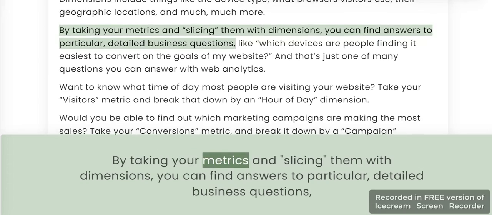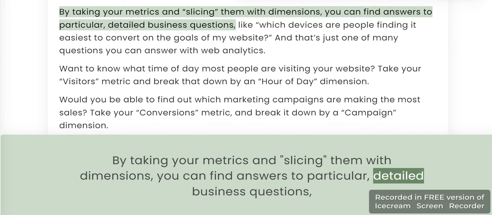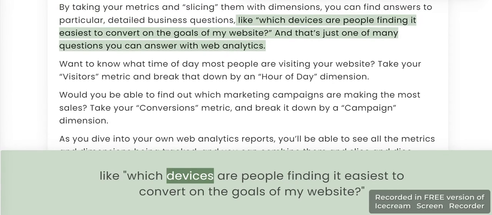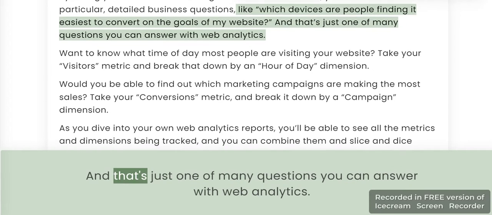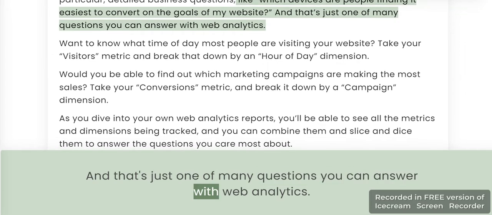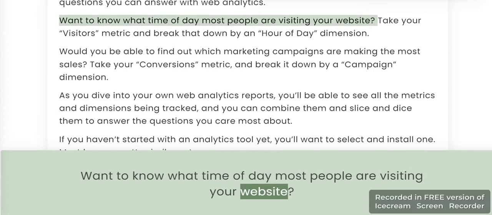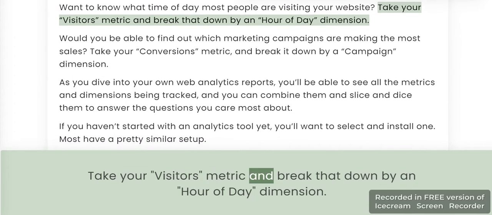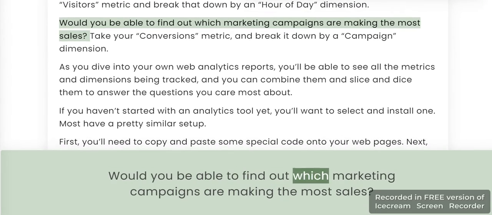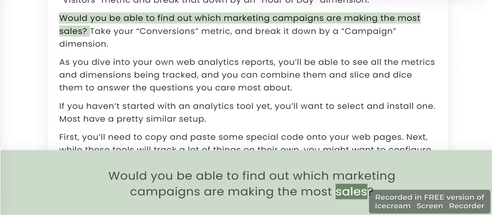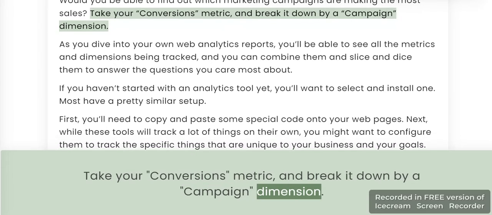By taking your metrics and slicing them with dimensions, you can find answers to particular, detailed business questions. Like which devices are people finding it easiest to convert on the goals of my website? And that's just one of many questions you can answer with web analytics. Want to know what time of day most people are visiting your website? Take your visitors metric and break that down by an hour of day dimension. Would you be able to find out which marketing campaigns are making the most sales? Take your conversions metric and break it down by a campaign dimension.